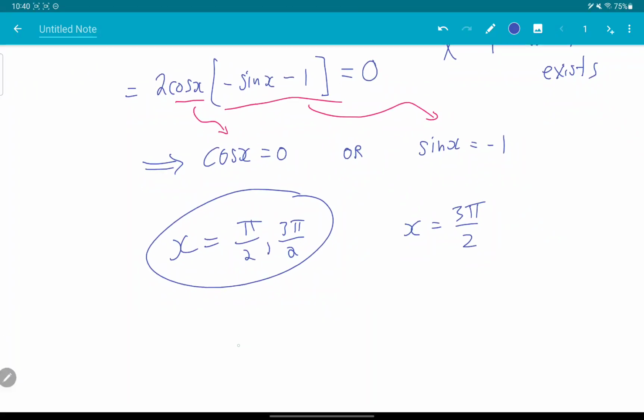So I do my number line. My number line is restricted now. It's only 0 to 2 pi. 0 to 2 pi. And then, what do I get? That would be about pi over 2 here, and roughly 3 pi over 2 down here.